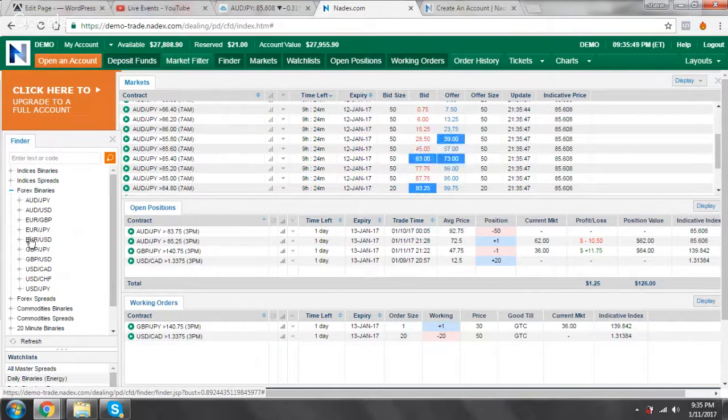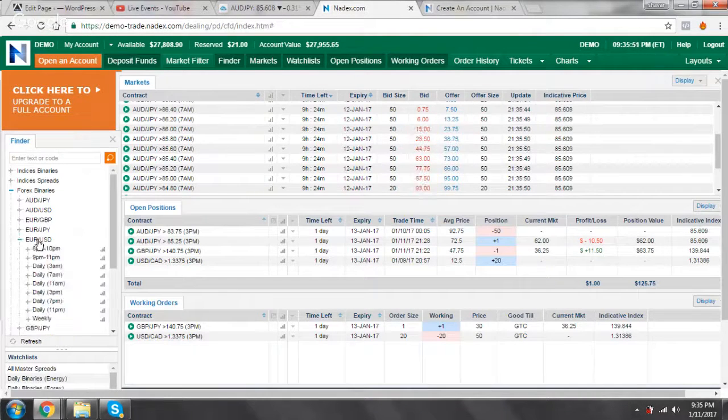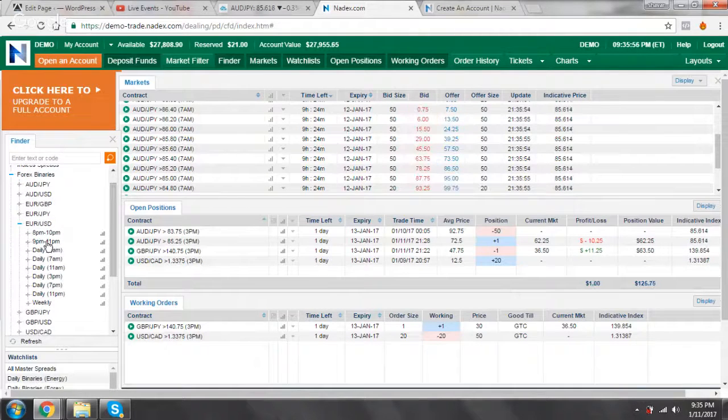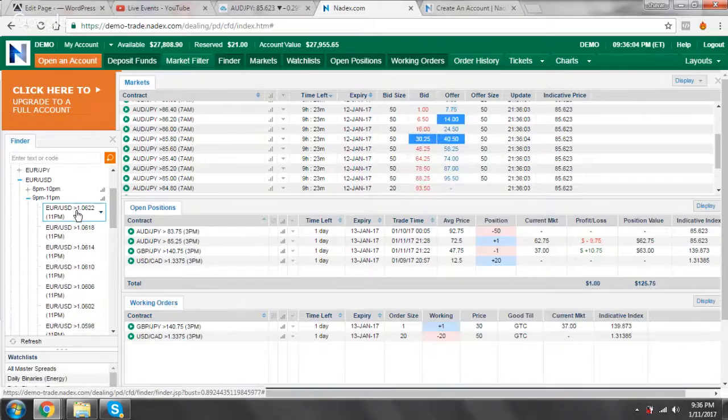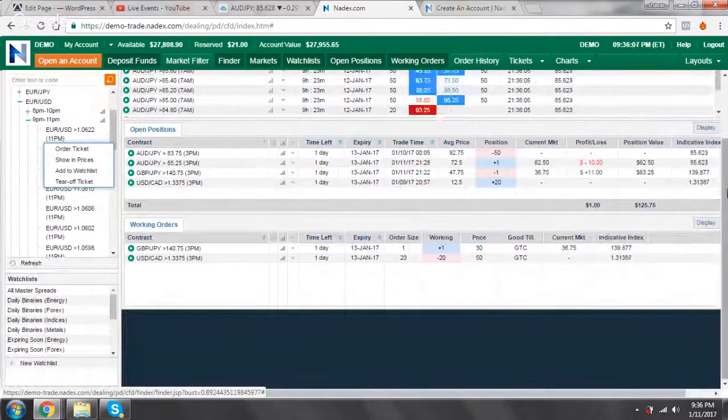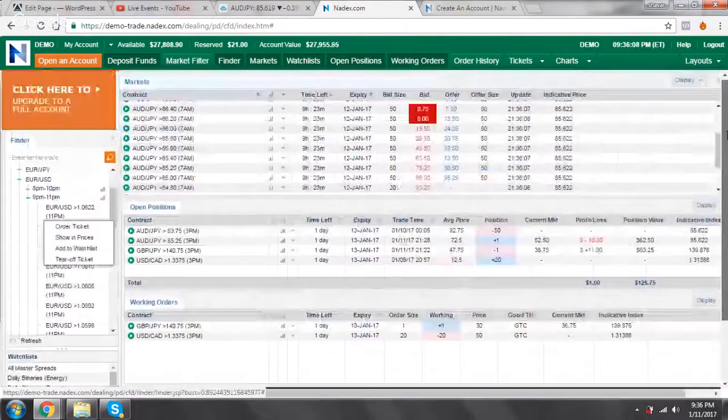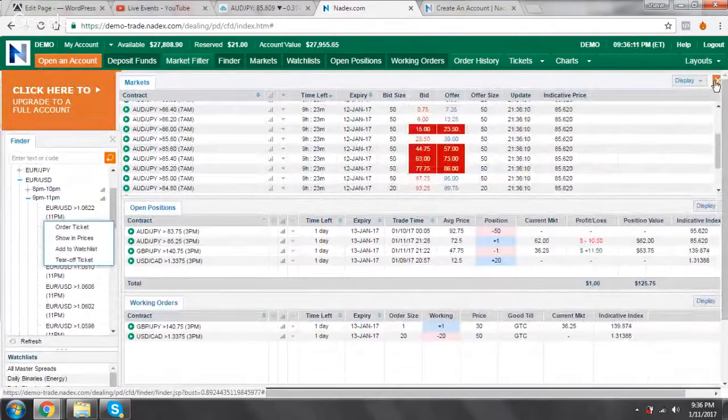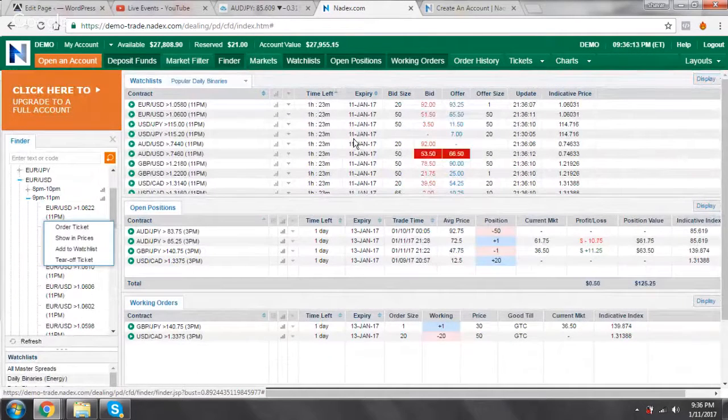All it is is just clicking on the pair, finding a time frame. Like right now, there's a contract that starts at 9 p.m. and expires at 11 p.m. All right, so let's see what's going on over here. Early at, let me see if I can find it. Where is it at?